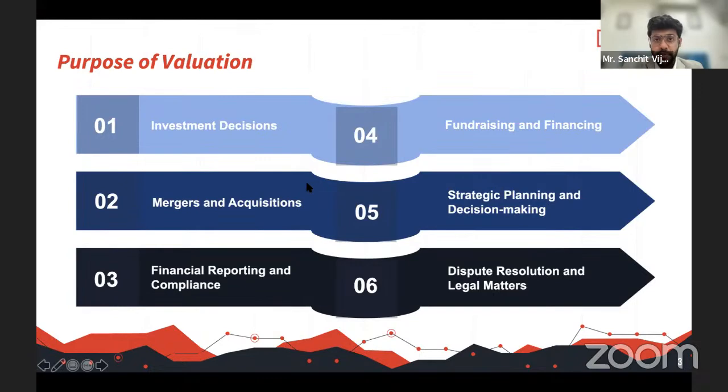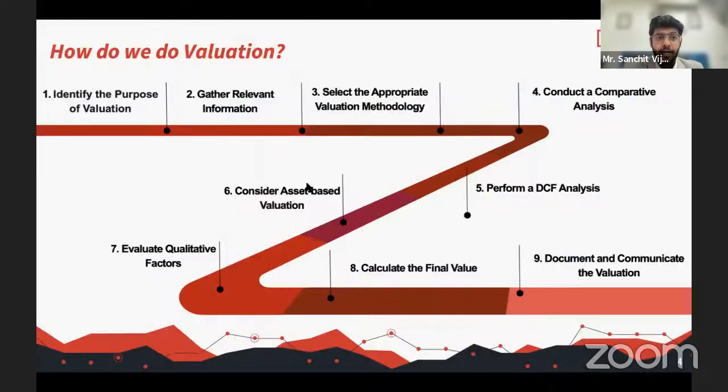So this was the purpose of the valuation. Now let's look at how we actually do the valuation. It's a very complex process that requires a systematic approach and careful analysis. I've listed 9 points on the process of doing valuation. Let's look at them one by one.